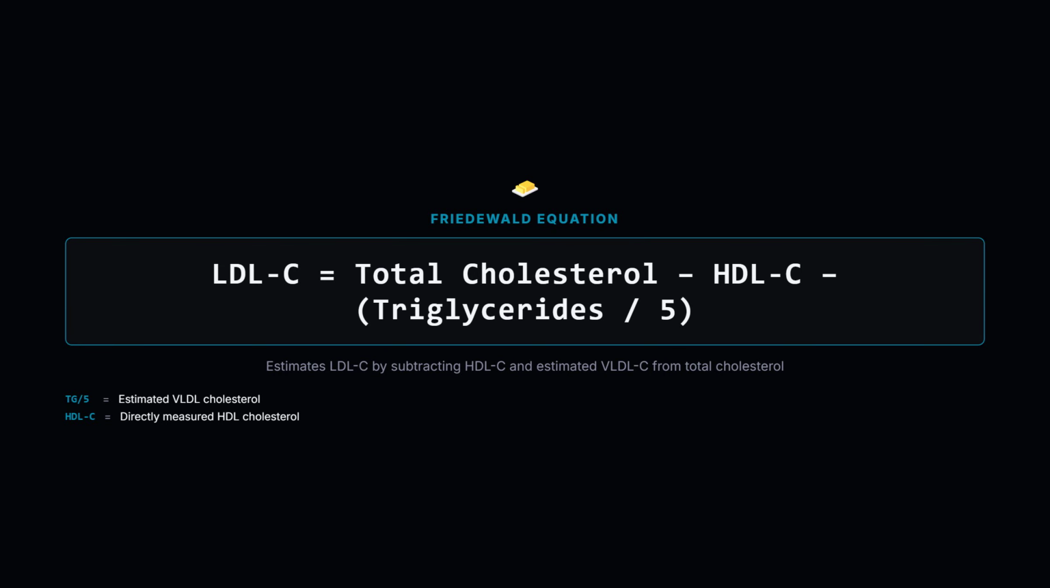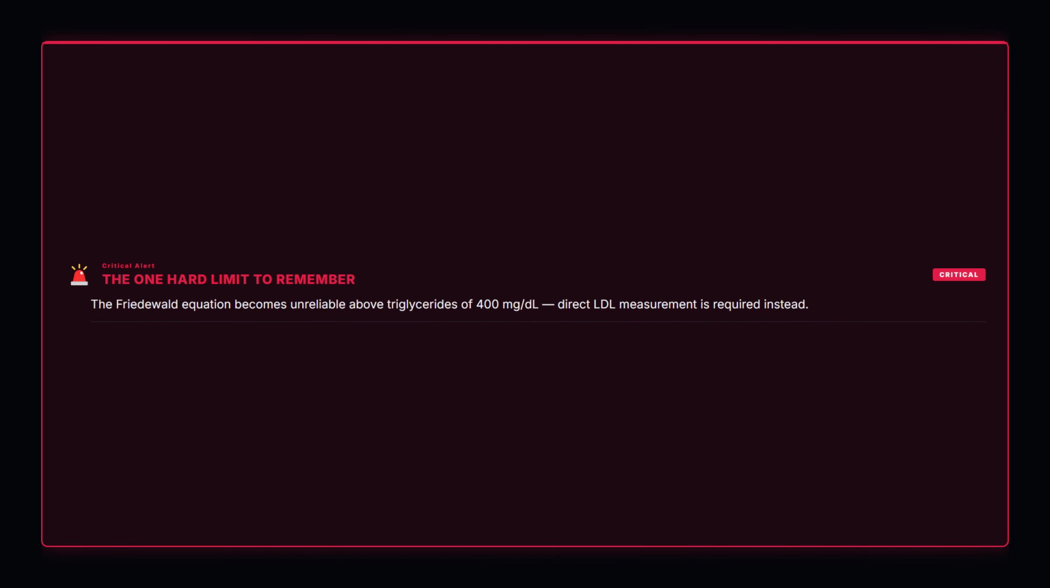The Friedewald equation, meanwhile, calculates LDL cholesterol without ever measuring it directly: total cholesterol minus HDL minus triglycerides divided by 5, that last term estimating VLDL cholesterol from its roughly fixed triglyceride ratio. Its one hard limitation is guaranteed to come up on the bench or on an exam. Friedewald becomes unreliable once triglycerides exceed 400 mg/dL. Since the fixed TG to cholesterol ratio assumption no longer holds, direct LDL measurement is required instead.